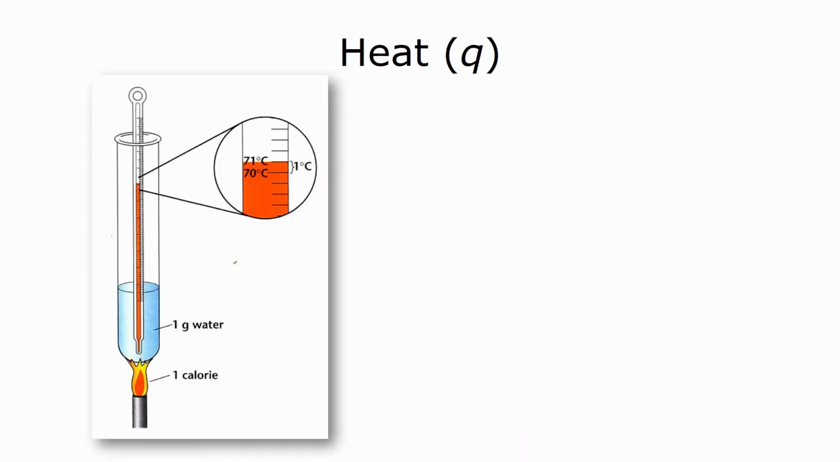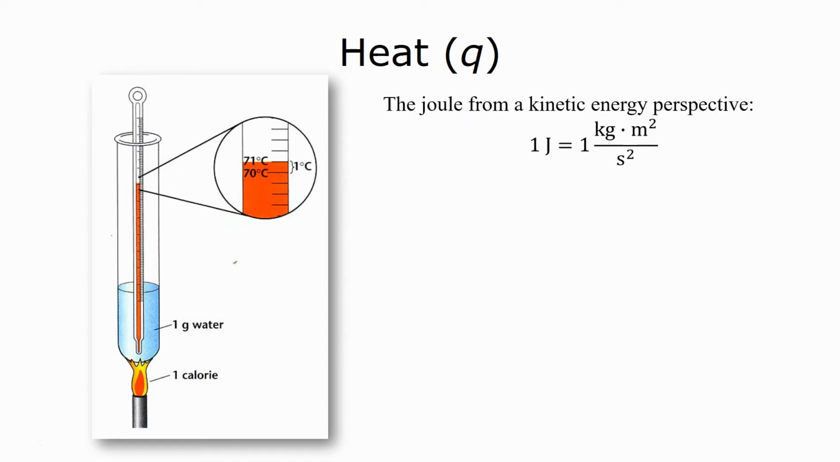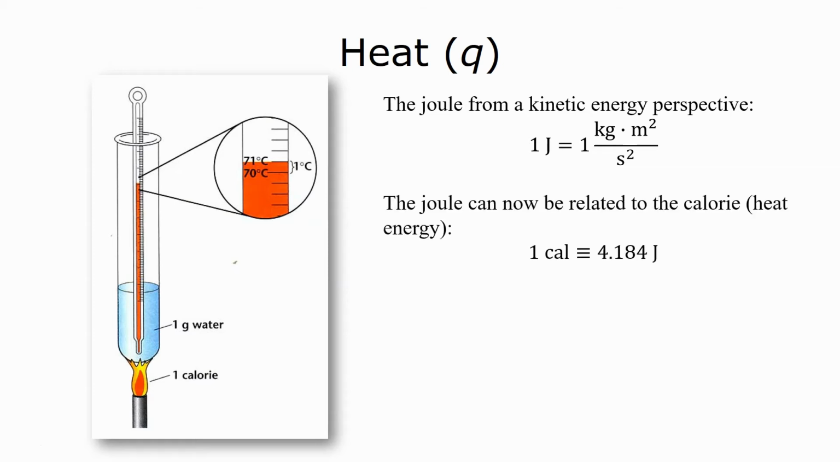Now, one of the more popular units for heat is the calorie. The calorie is defined as the amount of heat required to raise the temperature of 1 gram of water 1 degree Celsius. This is a very convenient method of measuring heat flow because all you need is exactly 1 gram of pure water. Another unit that we use for measuring heat is the joule, which is more common. The joule is defined from a kinetic energy perspective, but we can actually relate this to a heat energy by defining it against the calorie. 1 calorie is exactly equal to 4.184 joules.